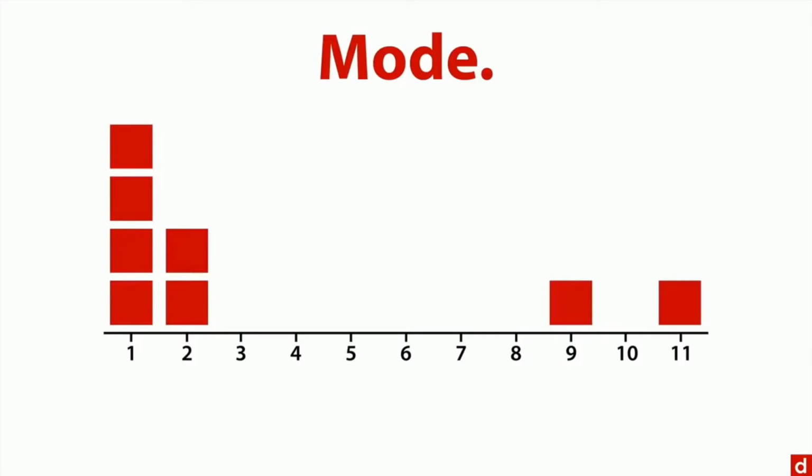The mode is the most commonly occurring score or the most frequent score. Well, if you look at how tall each of these go, we've got more 1s than anything else. And so 1 is the mode because it occurs 4 times and nothing else comes close to that.